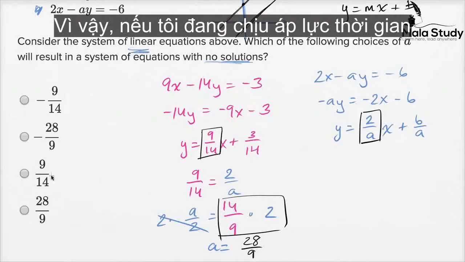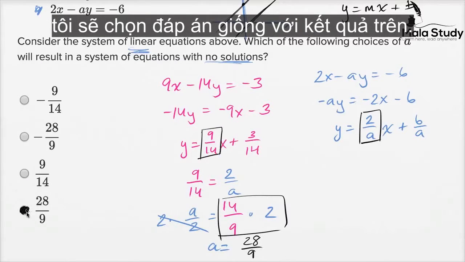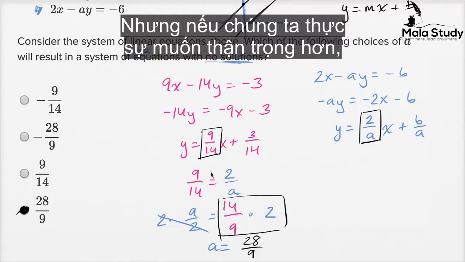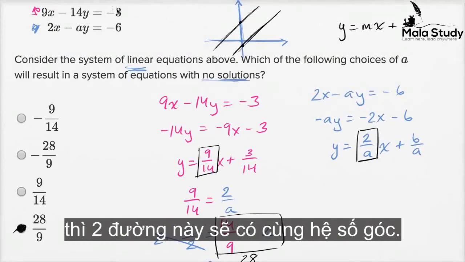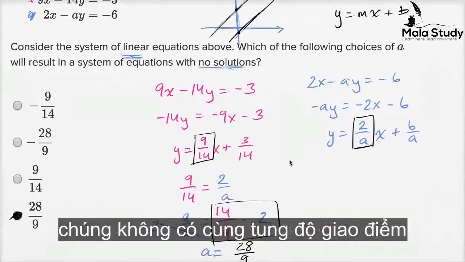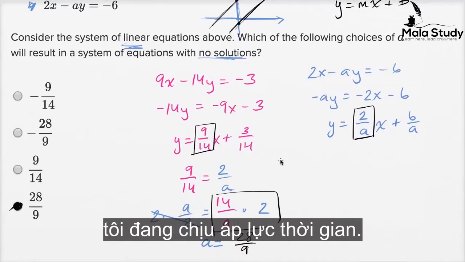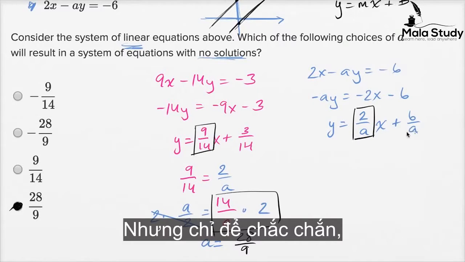If I'm under time pressure, I already see a choice that's looking pretty good. But if we really want to be careful, if a is 28 over 9, these two lines are going to have the same slope. But let's make sure they don't have the same y-intercept. I wouldn't do this if I was under time pressure, but just to feel good about it.